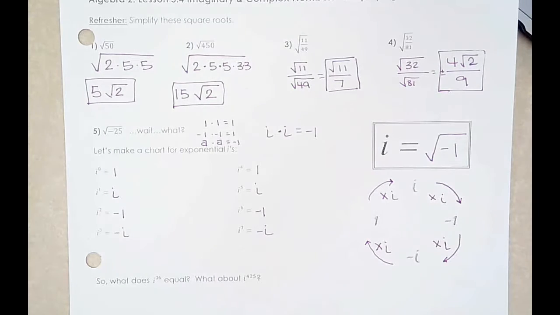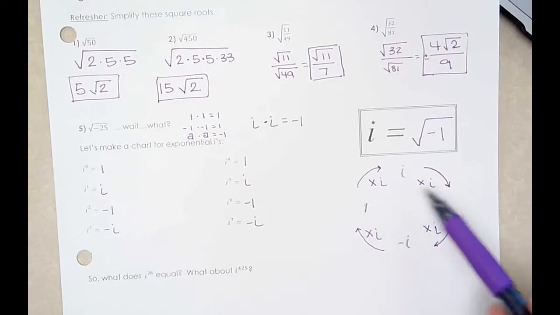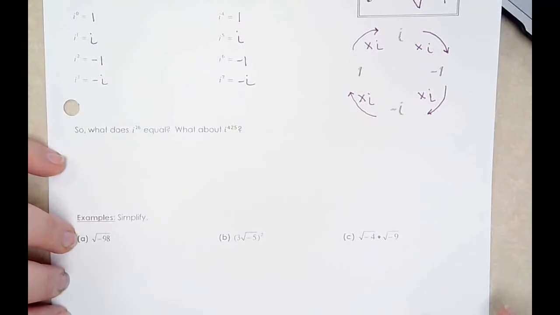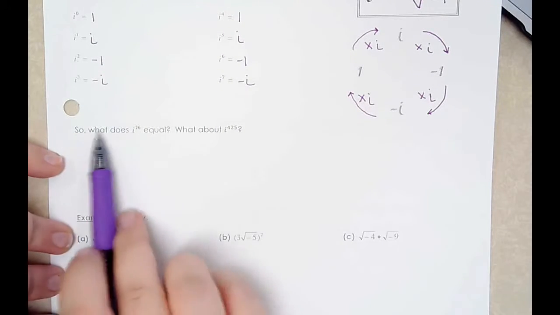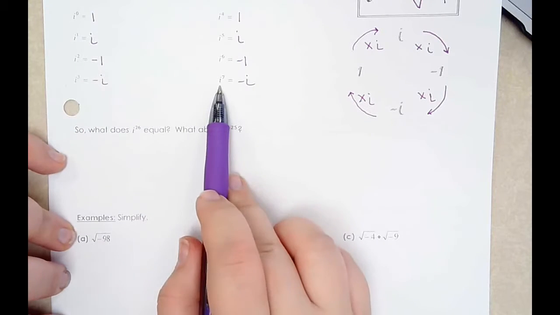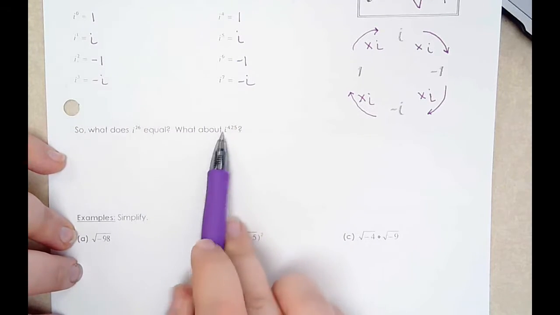Notice, no matter how many times we do this, this cycle is going to continue repeating. So if I ask you specifically about an imaginary number to an exponent, we can figure it out without sitting here creating a table that goes all the way up to i to the 26th, or later, i to the 425th.